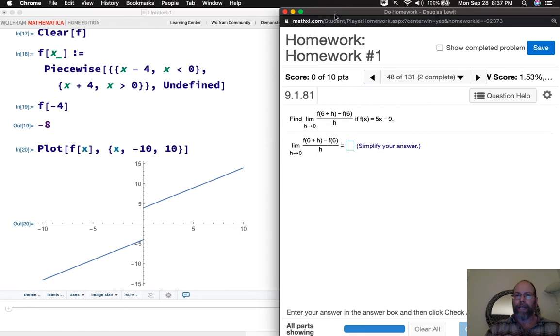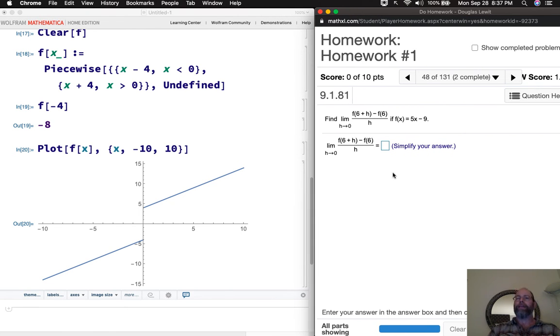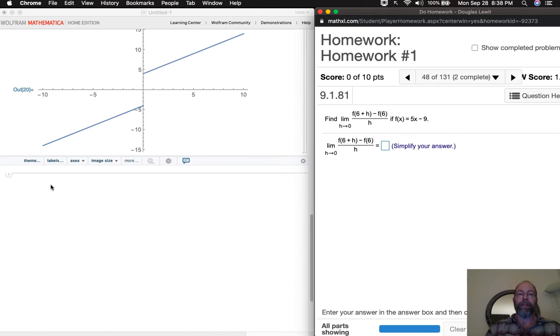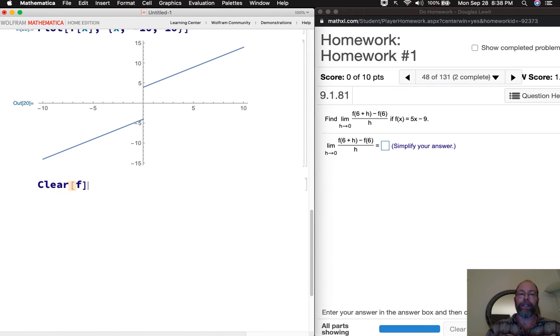So problem 48, let me move this over a little bit. Find the limit as h goes to 0 of f of 6 plus h minus f of 6, divided by h, if f of x is equal to 5x minus 9. Okay, so let's do this. I'm going to clear f, and we're going to redefine f in Mathematica. F of x is equal to 5 times x minus 9. You could write 5 times x, or you could just do space x.